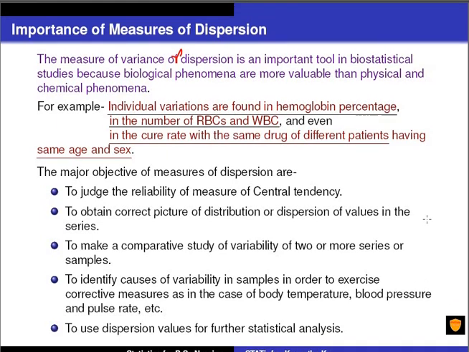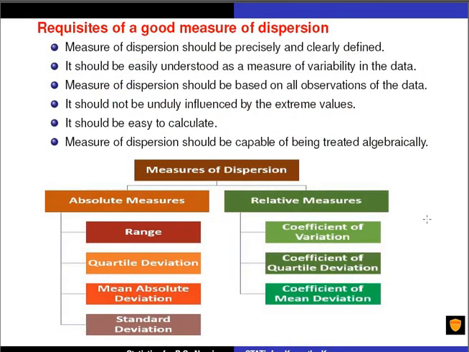Now, what is the requirement of a good measure of dispersion? A measure of dispersion should be precisely and clearly defined. It should be easily understood as a measure of variability in the data. It should be based on all the observations of the data. It should not be influenced by the extreme values. And it should be easy to calculate and capable of being treated algebraically. So these are the requirements of a good measure of dispersion.